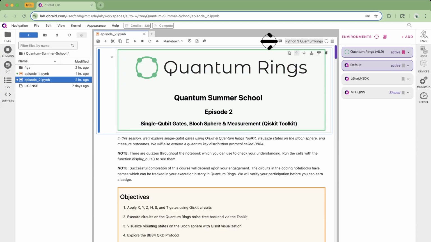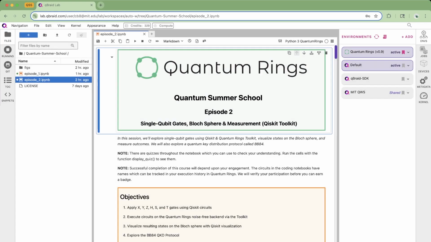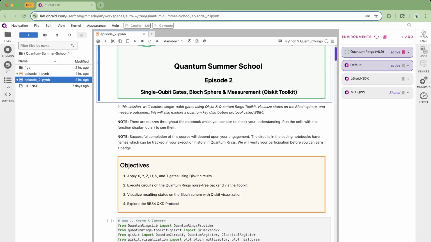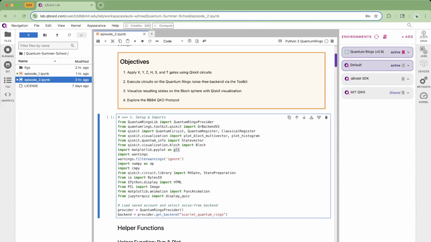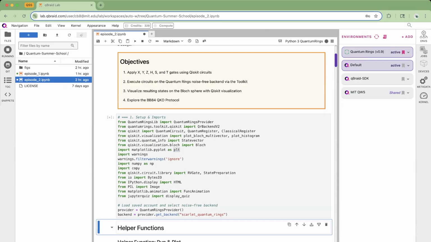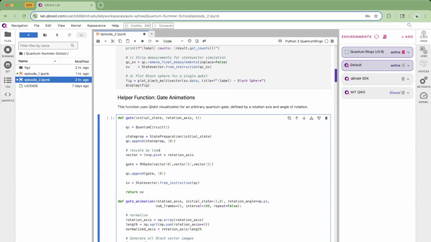Another important thing that you want to do is make sure that you select the right kernel for the notebook, which should be Python 3 Quantum Rings. And if you don't have that, make sure you install the Quantum Rings environment. Again, check back last week on how to do that. So the first thing that we'll want to do is run this first cell to import all the libraries we need and also load our Quantum Rings account. And then these are some helper functions that we'll use later.